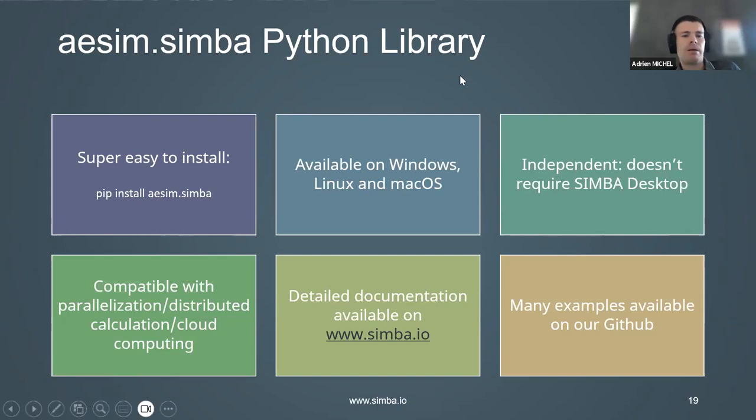First, this Python library is very easy to install. You just need to go on command prompt and type pip install sim.simba. And then the installation will be performed automatically by itself. The sim.simba Python library is available on Windows, on Linux, and Mac. So if you have this kind of OS, you can directly use this Python library.